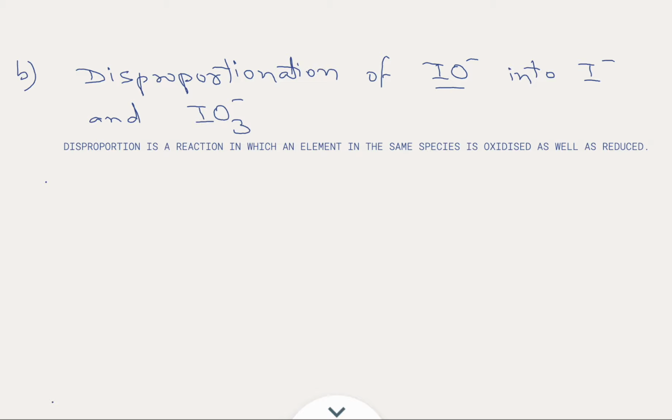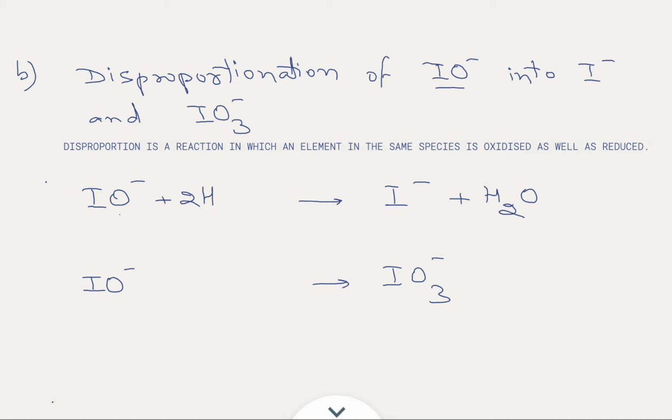So we'll write two half equations with IO minus as the reactant. IO minus in the first half equation is giving you I minus, and in the second half equation IO minus is giving you IO3 minus. Now using the same steps we are going to balance these two half equations. There is one atom of I in each, with one oxygen extra on the left hand side, so we have to balance the oxygens using water. Now this right hand side has got 2 extra hydrogens, so we would put 2H plus, because hydrogen has to be balanced through H plus.